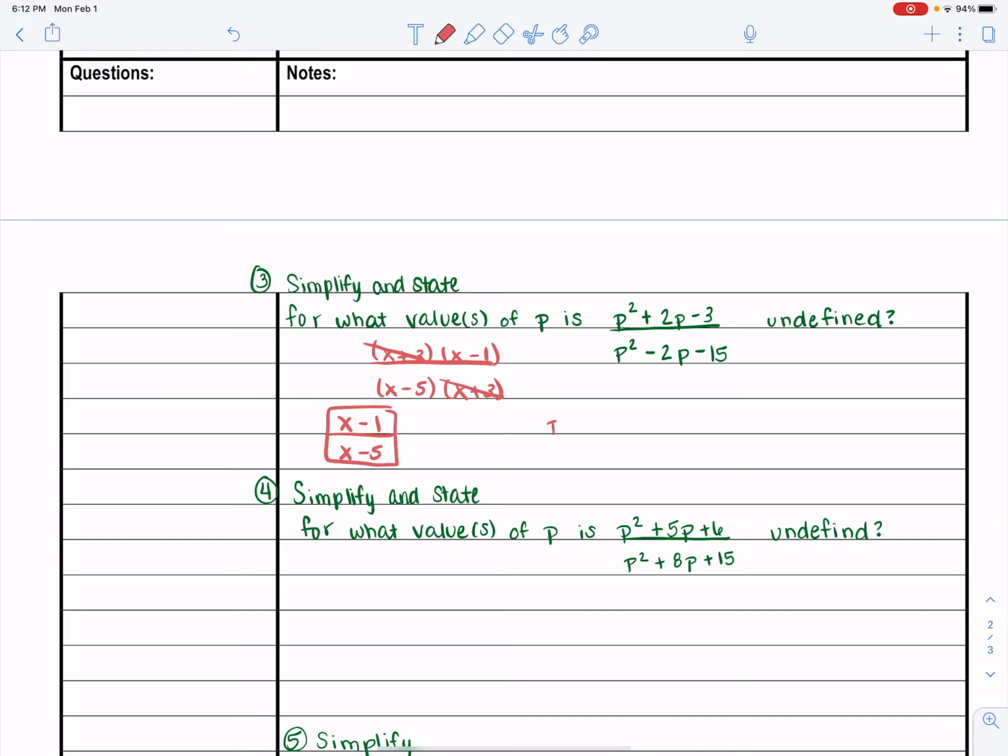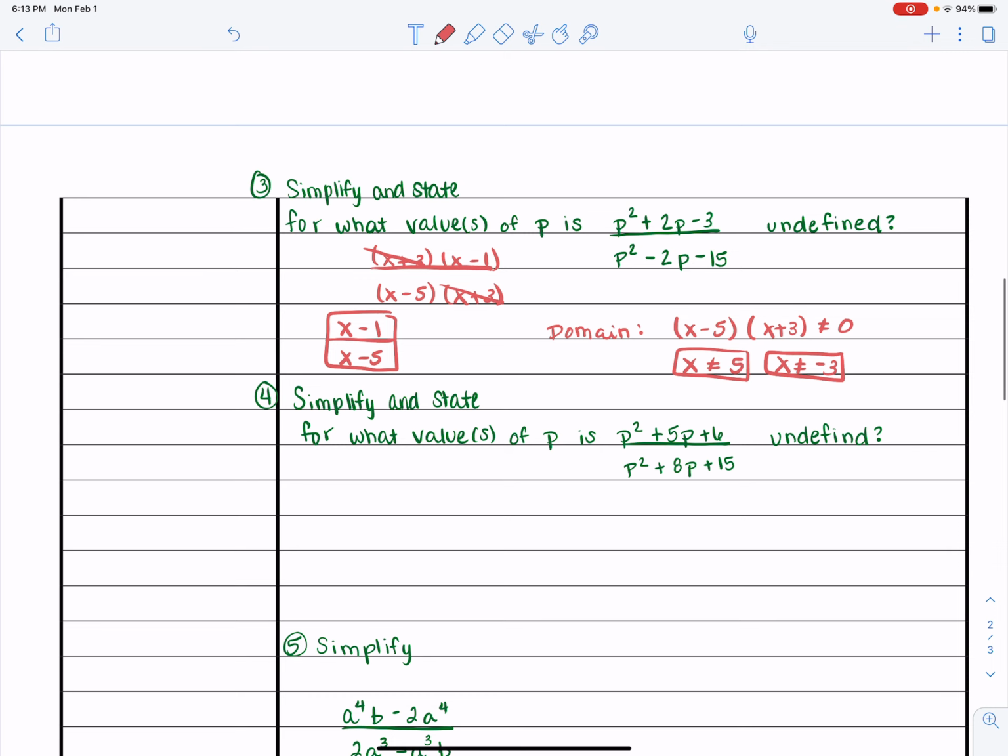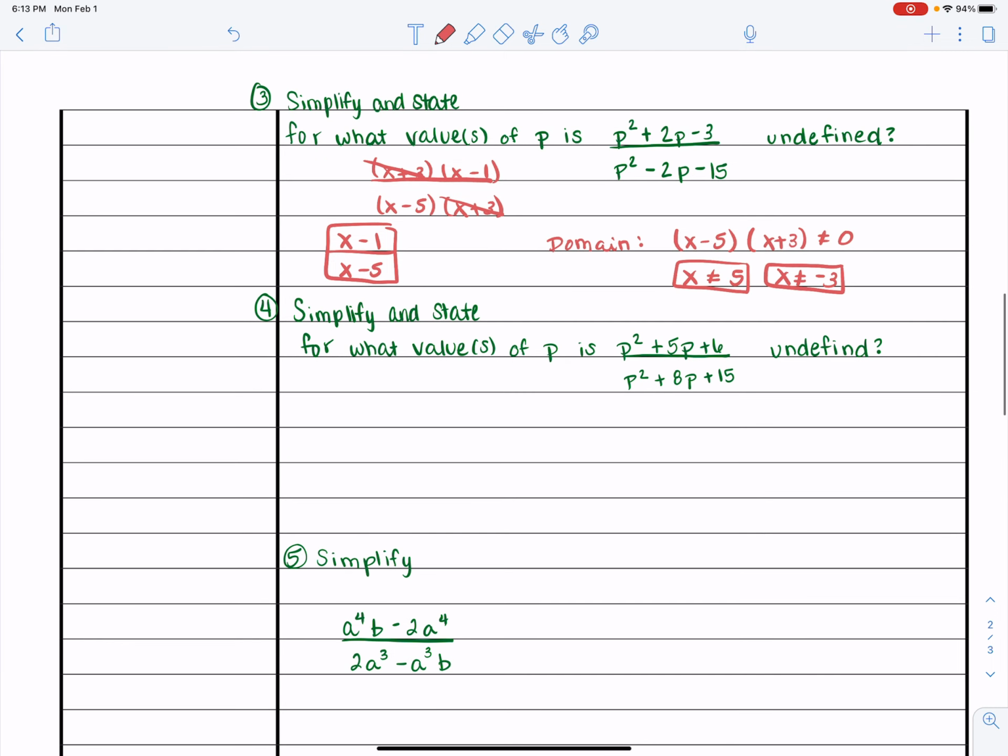Okay, now I need to talk about the domain because I want to know where it is undefined. So I have to use all of the denominator before I take anything out. So x minus 5 and x plus 3 cannot equal 0. If I solve those both separately, I would say that x cannot be 5 and x cannot be negative 3. So my domain is all real numbers, or negative to positive infinity, except where x is 5 and negative 3.